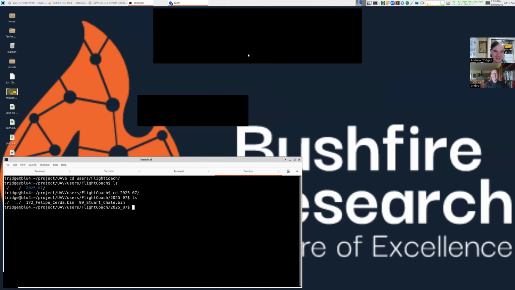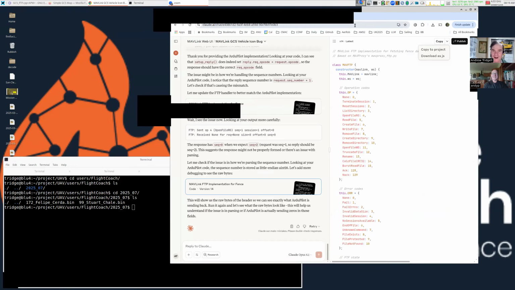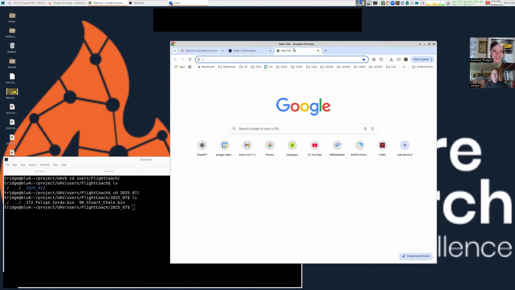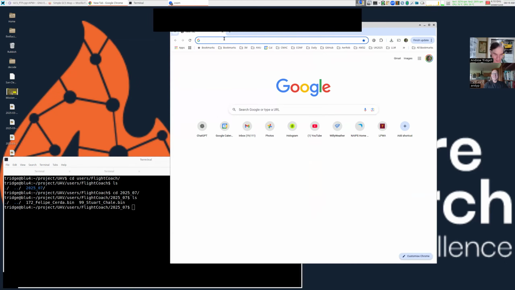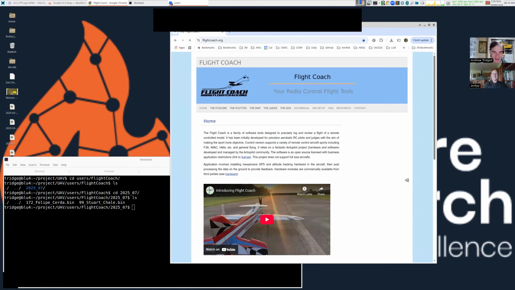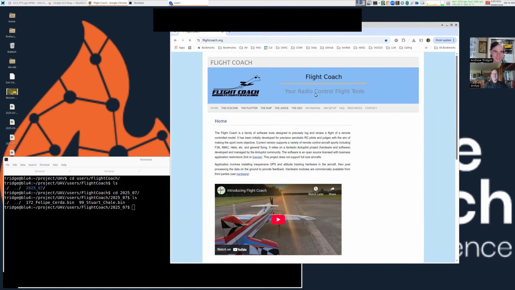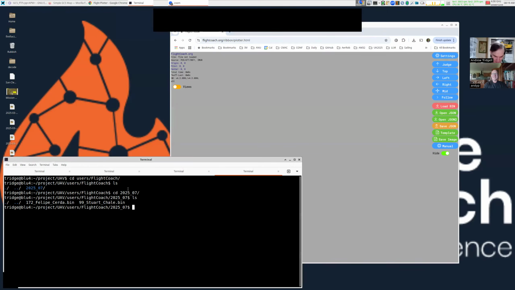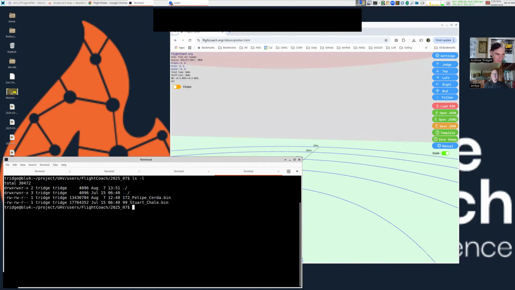All right, so I'm going to share my screen, and Andy is particularly here to keep me honest, to make sure that I explain things properly. What I'm going to do is, first of all, go to everyone's favorite web app, FlightCoach, and we'll pop into the plotter. I've got a couple of little log files. One of them is from Philippe Serda, and the other one is from Stuart Shale. Thank you to both of those users for contributing their logs.